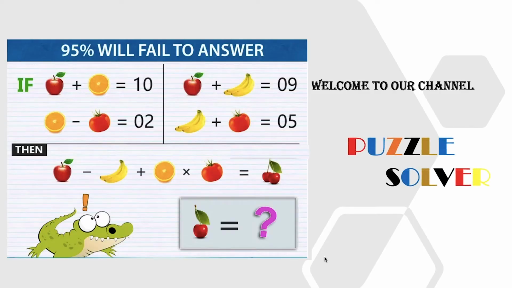Welcome to our channel Puzzle Solver. The puzzle here which we're gonna solve is known as the apple, orange, tomato and banana puzzle. Here we have so many equations with fruits in them, and in this kind of puzzle we have to take one item and find out all other items' values with respect to that selected item, so that in the end it will be easy to have the value of at least one item, and if we have the value of one item we can put it in the other equations and find out the other items' values. So let's start.